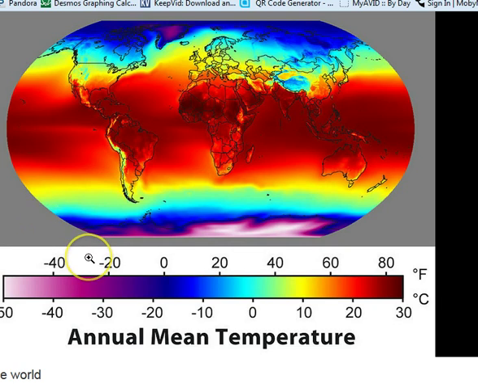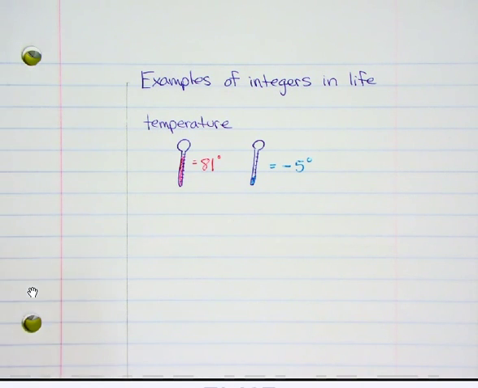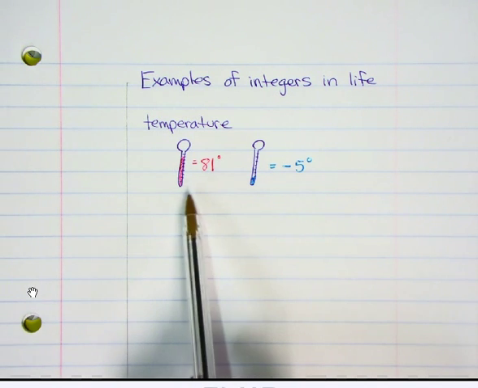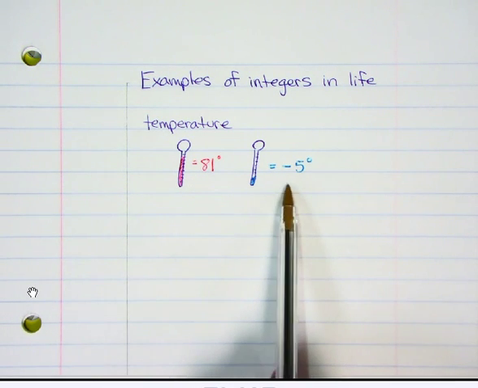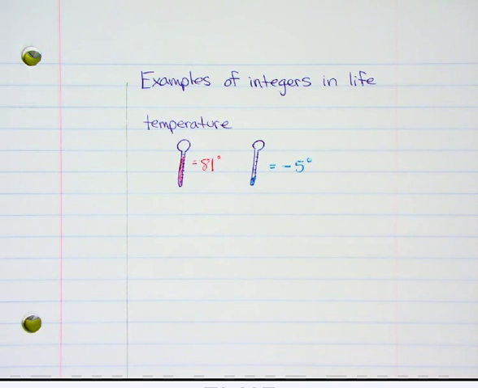Here's an example, the annual mean temperature in the world. So you can see that here near the equator we have higher temperatures, right? The hotter temperatures, 80s and 90s. And then further away near the poles we have a blue area. That's when it's going to go down below 0, depending on whether it's Fahrenheit or Celsius, but you would have integers in those cases. So we can draw an example of temperature in our notes. 81 degrees would be a positive integer, negative 5 degrees would be a negative integer.